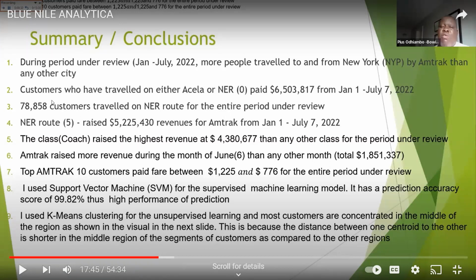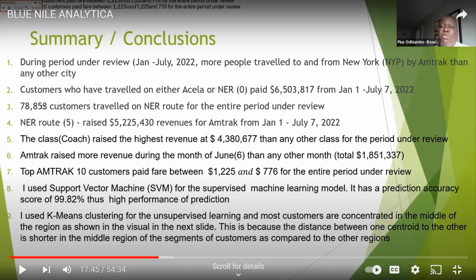Yes, sir. Now customers who have traveled either on Acela or NER paid this. This is $6 million US, all right? From January 1st to July 7th. Those are around 6 months. This is a lot of money. So Acela or this, you look at that portfolio and improve on the services there. Take more revenue there so that they can make improvements. That is what keeps the company going.